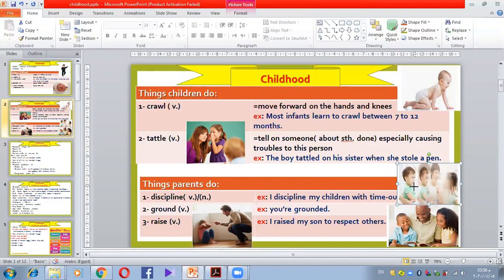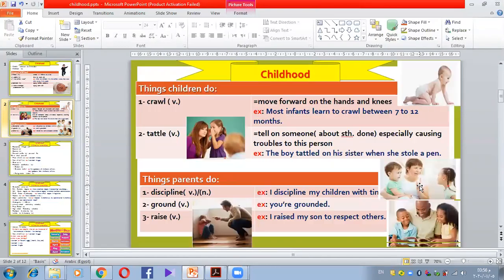Timeouts mean you tell him, for example, stay here in this room for 10 minutes and don't do anything. For example, don't watch TV, don't play with the mobile and anything. So this is what is meant by discipline. Very good. It means you teach them rules. Just like this, do you see this mother? She tells her daughter what to do and what not to do.